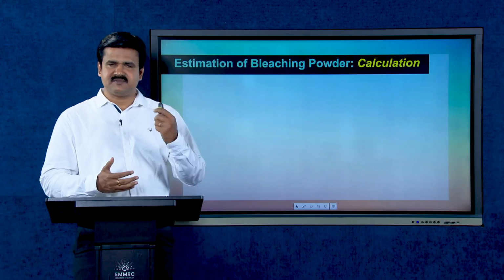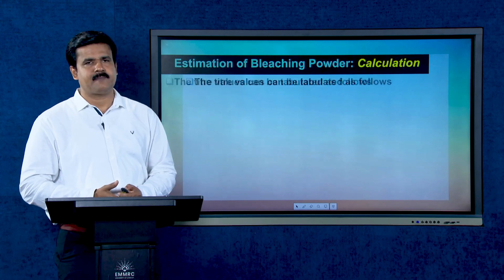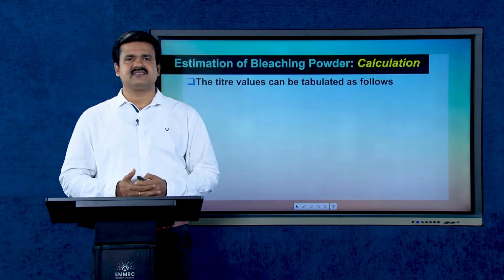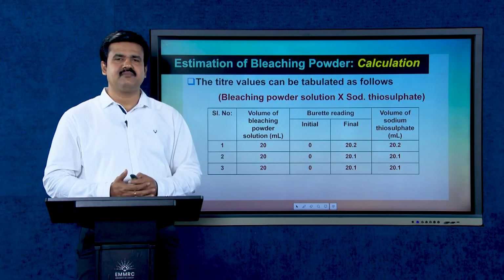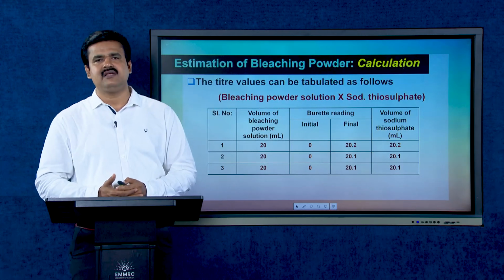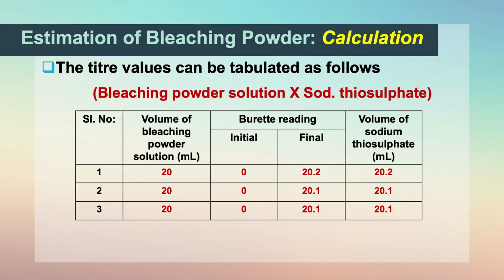Having conducted the estimation part, we are now entering into the calculation part of the experiment. The titer values can be tabulated as follows. The titration is between the bleaching powder solution that you already prepared and standardized sodium thiosulfate, and for this purpose bleaching powder solution is pipetted out.